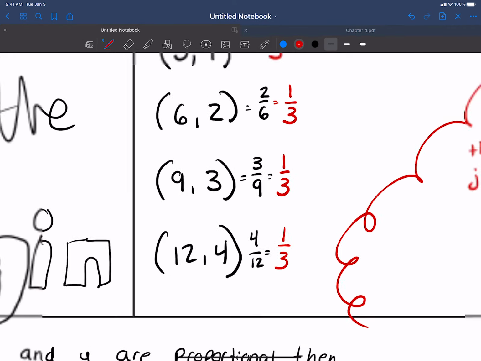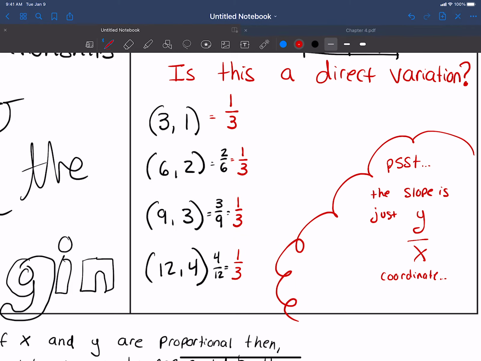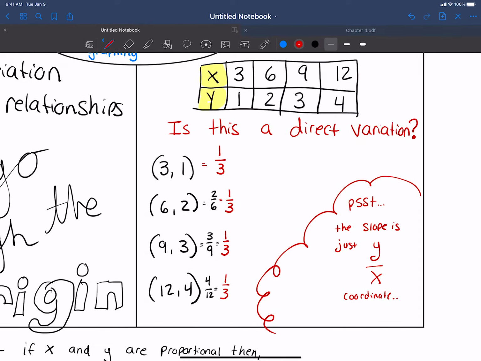Okay. If all of my points have the same slope, yay! Guys, if the points all have the same slope, you know what that means? Direct variation. Yes, it means that if I had a grid right now, all of those points would land on the same line, and that line would go through the origin. How awesome is that?